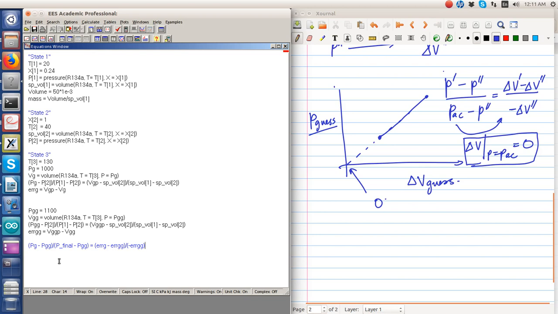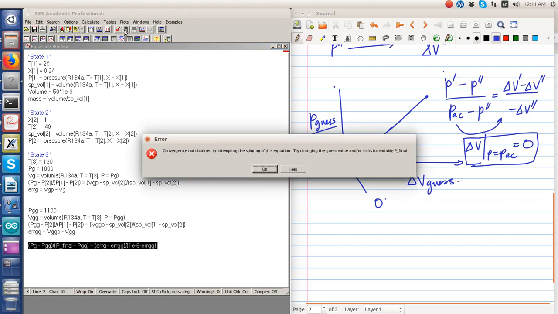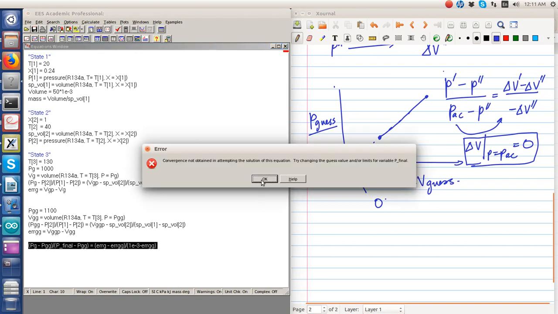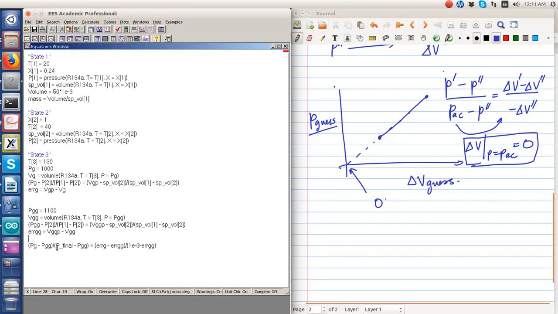So in order to find out what the final solution is, okay, let me set a very small error. Let's see. I'm still not able to find a converged solution. Let me write 1e minus 3. I'm still not able to find the appropriate solution. The problem arises from possible issues of convergence, because P final may go very close to PGG. So let me change this. Nope, still doesn't work. So these are the small idiosyncrasies of EES that one should be careful about.